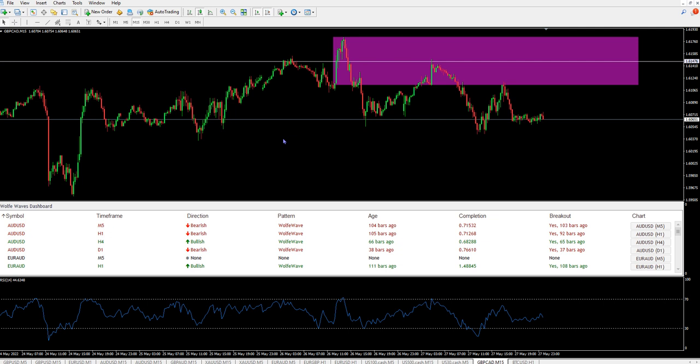So yeah, this is our Wolfe Wave dashboard. Extremely helpful to spot these patterns with other simple confluences to take some trades on.